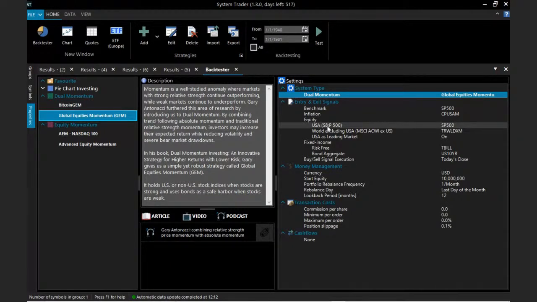On the other hand, if neither of these equity ETFs, because we can implement this strategy with ETFs, neither the S&P 500 nor the MSCI All Country World Index excluding USA, had a positive return in the last 12 months, then we go to bonds. And as Gary says here, by combining trend following, absolute momentum, and traditional relative strength momentum, investors may increase their expected return while reducing volatility and severe bear market drawdowns.